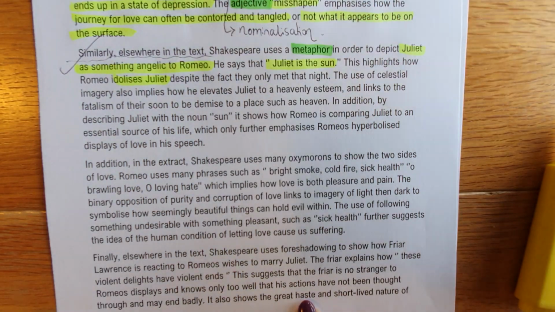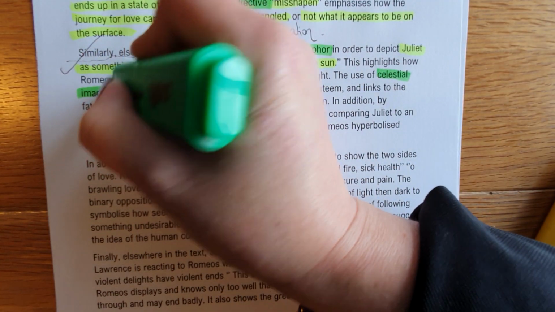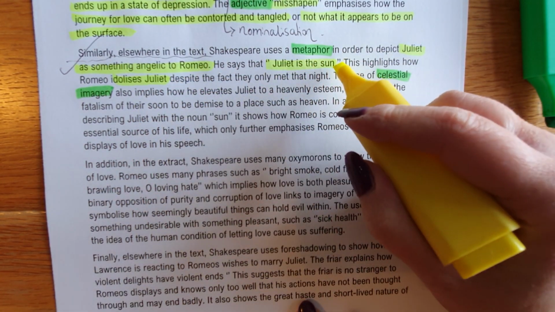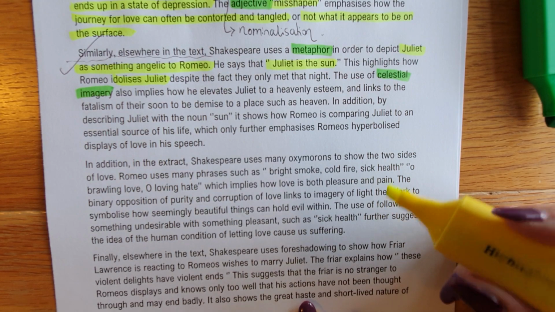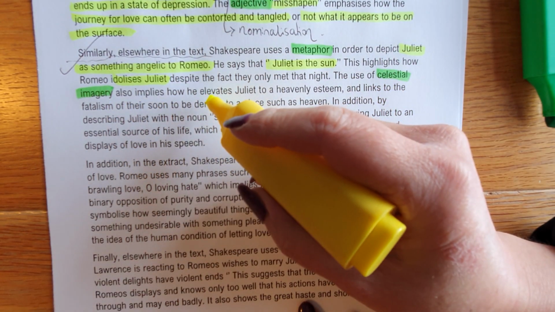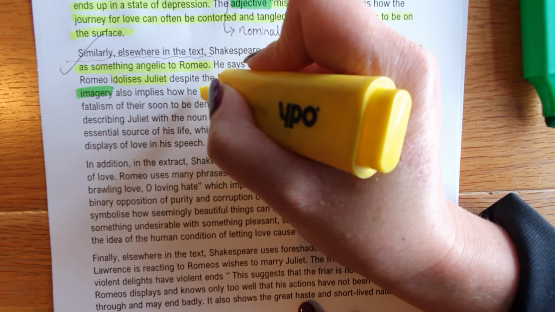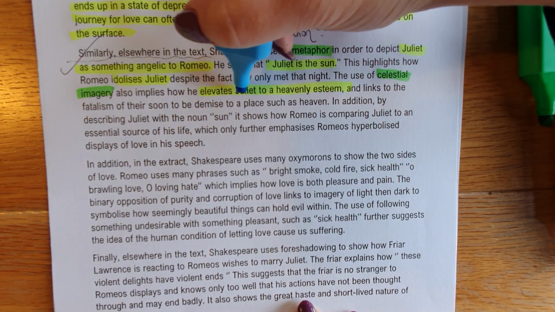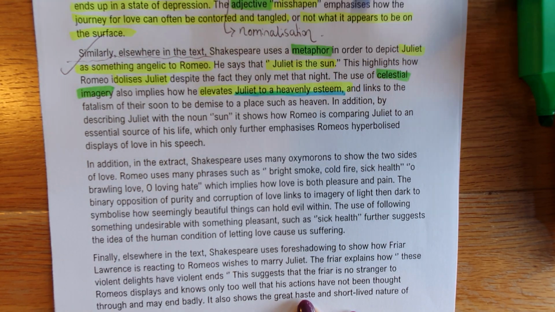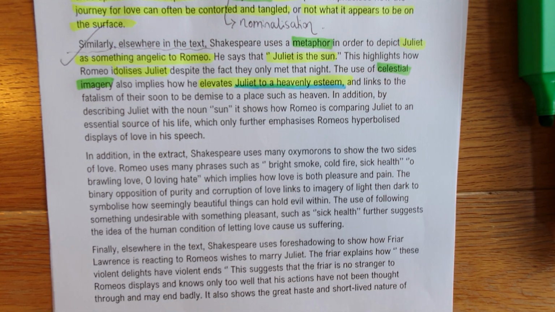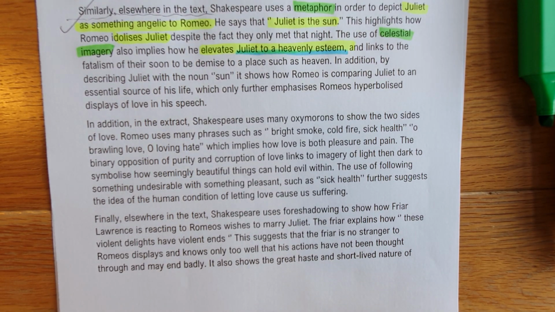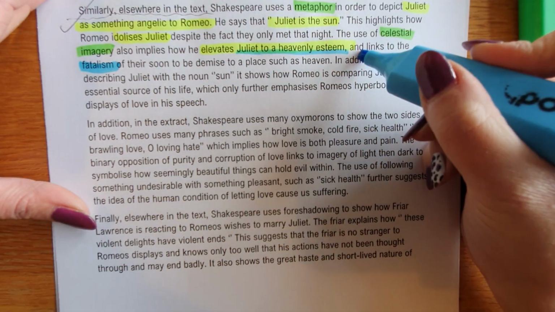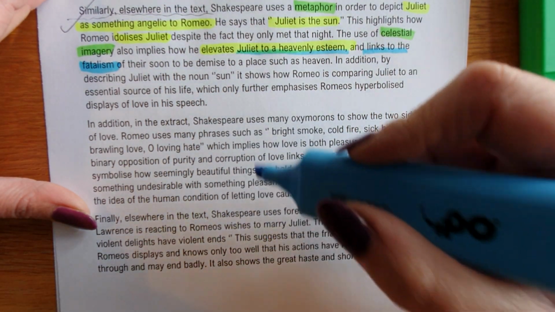The use of celestial imagery, absolutely right, look how peppered through all these devices are. The use of celestial imagery, so the use of sun, reference to things in space, also implies how he elevates Juliet to heavenly esteem. Now, that is one of our more gold ideas when we start to talk about the kind of religious significance of their love. So that is starting to move into some more of this gold. And links to the fatalism, so again, more of that AO3, of their soon-to-be demise to a place such as heaven.